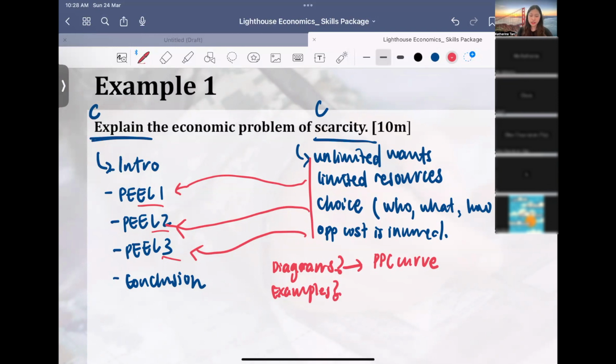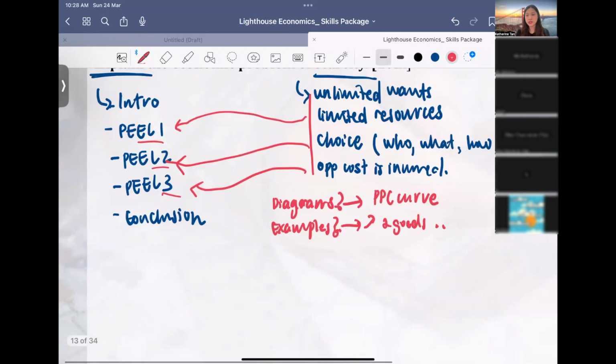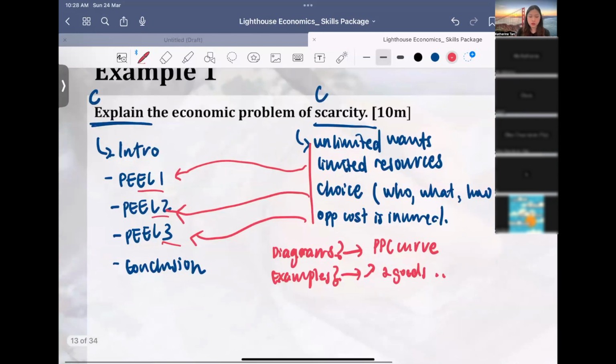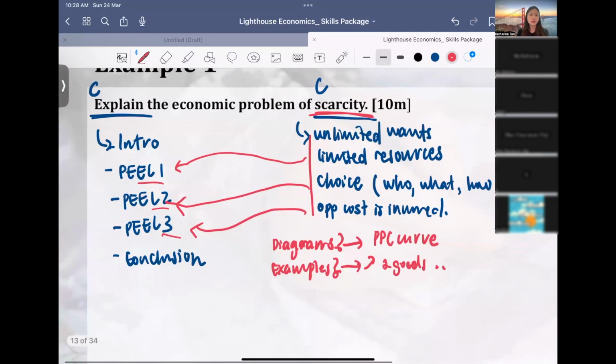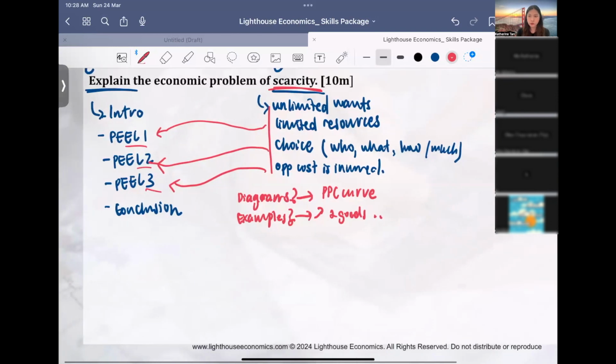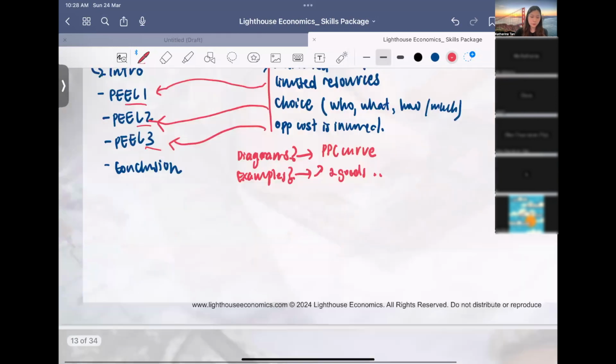So, PPC curve example, okay? So maybe you want to say, you can illustrate using the PPC curve. So maybe you say that a country has 2 goods, etc. Or you can even use a personal anecdote to illustrate the concept of scarcity, that's also fine, as long as it's very economic concept based and it's not GP-ish. So this is how you analyze the question.